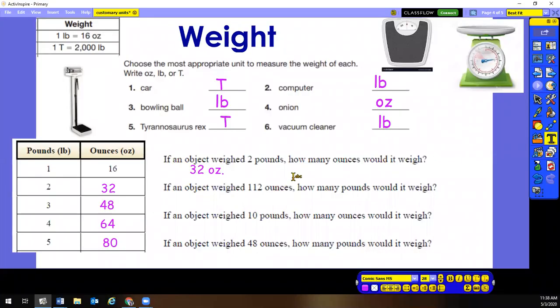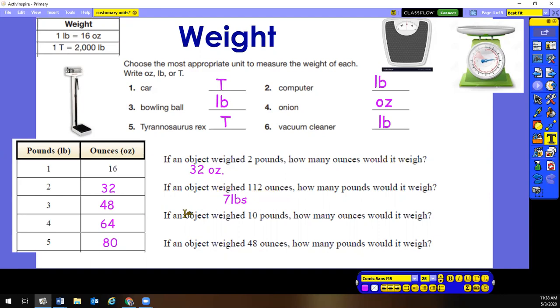Okay, next question. If an object weighed 112 ounces, how many pounds would it weigh? So let's think about this. We are going from small ounces up to large pounds. So small to large, we're going to divide. So that means that we have to divide 112 by 16. 112 divided by 16. And if you do that math, 112 divided by 16 is 7 pounds. 7 pounds is 112 ounces. All right, let's go down to our next problem.